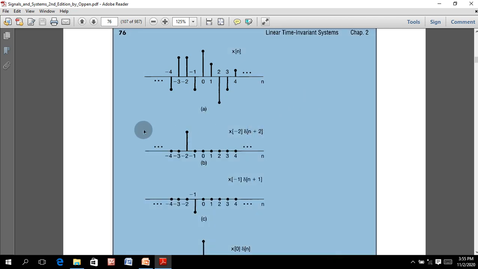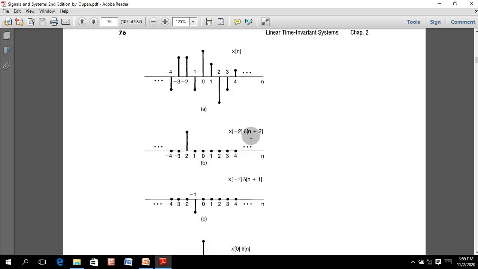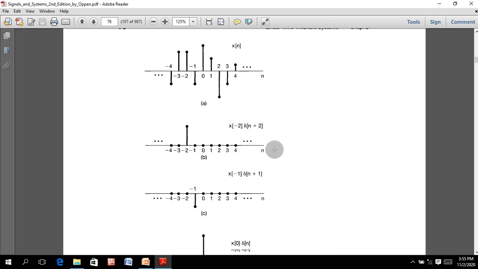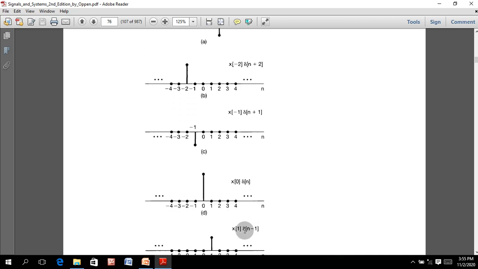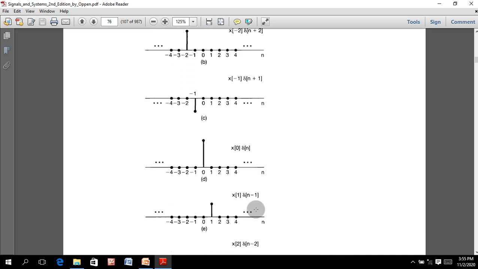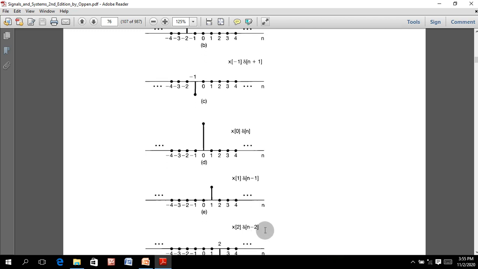Just by adding x of -10 into del of n plus 10, x of -9 into del of n plus 9. This way you will reach x of 0 into del of n, and then you will continue with x of 1 into del of n minus 1, x of 2 into del of n minus 2, x of 3 into del of n minus 3. This way you can achieve that 21 sample signal, which is between -10 to 10.